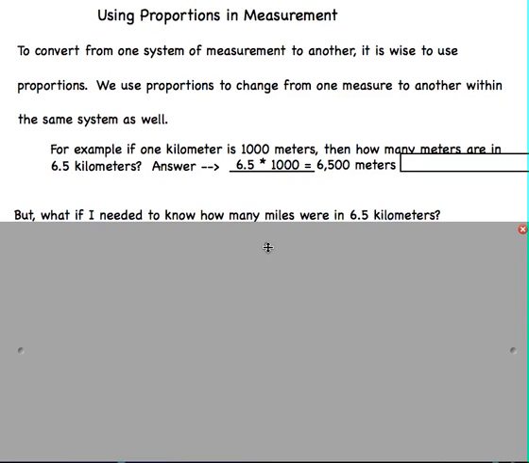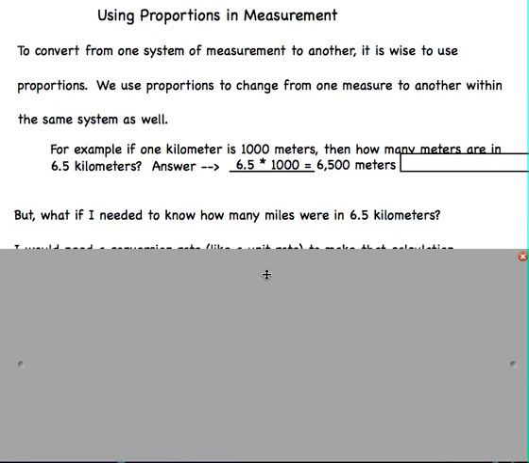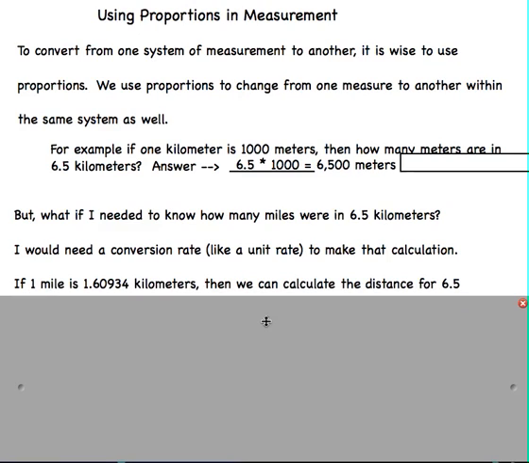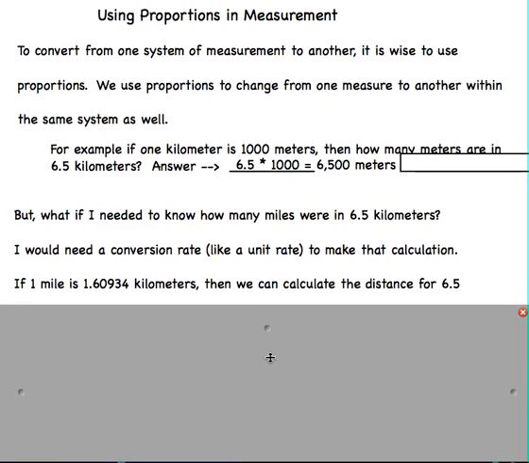This is pretty simple. But what if I needed to know how many miles were in 6.5 kilometers? Well, first we would need to know the conversion rate, like a unit rate, to make the calculation. Well, if we have the unit rate, or the conversion rate, of 1 mile for 1.60934 kilometers, then we can calculate the distance for 6.5 kilometers.